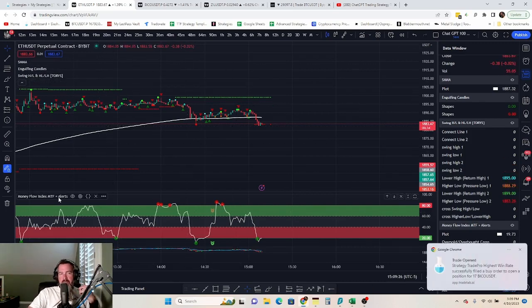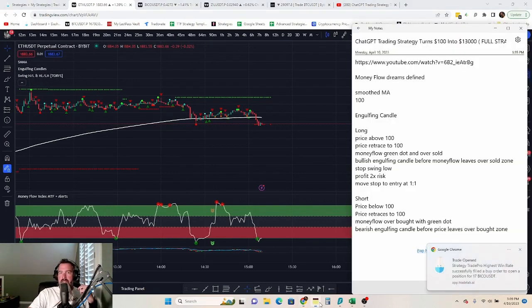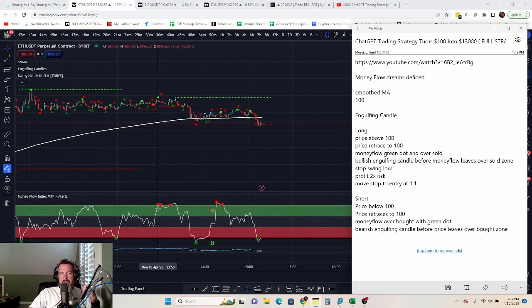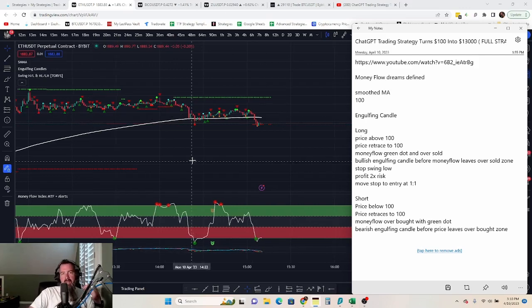The money flow index, let's see which one is this. I've got it in my notes here. Money flow by Dreams Defined. He turned the plot line white and just made the oversold and overbought areas darker. Also, we've got the price closes indicator that I added there at the end. So we have the current price being tracked at all times.